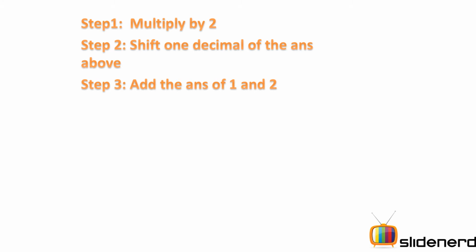Step 1: first, multiply the number of kilograms by 2. Next, shift 1 decimal place from the units place. Third, add these 2 results from the above steps, and that's your answer. Let's take an example to make things clearer.